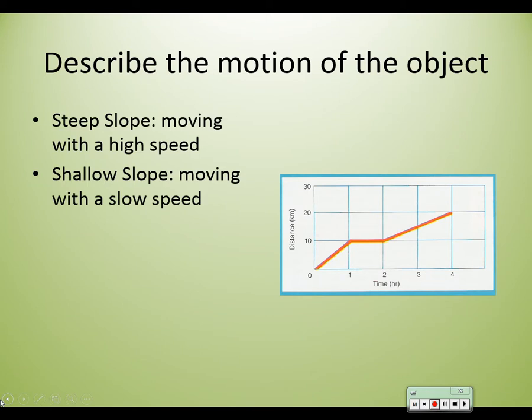So, steep lines are an object moving with a high speed. Shallow lines are objects moving with a slow speed. Notice that I changed a little bit of the wording. There's a reason why. We'll see that in the next picture. Okay? So steep lines, an object moving with high speeds. Shallow lines, objects moving with slow speeds. All right. Good?